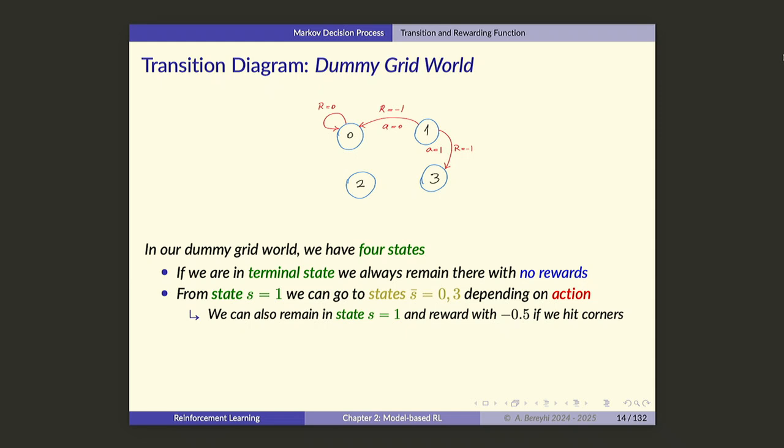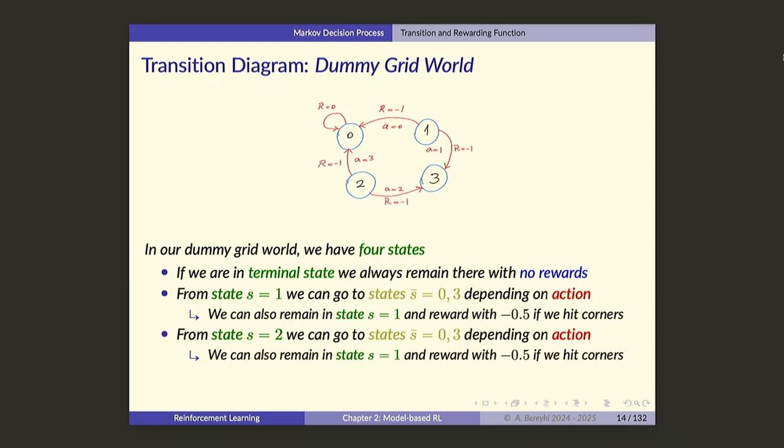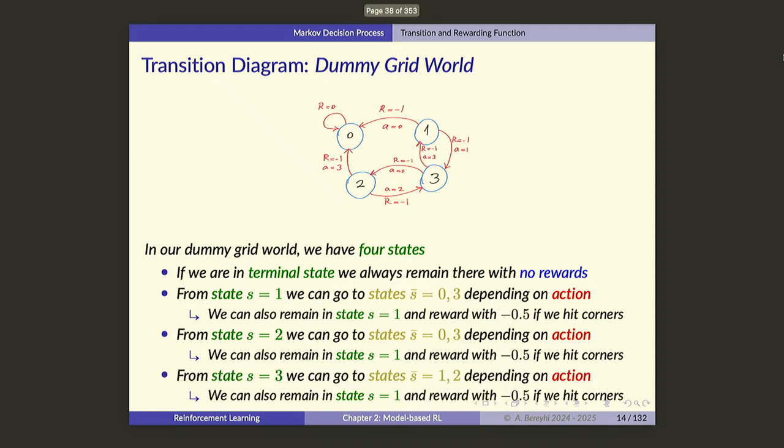Now, another thing: for example, cell 2, state 2. When I'm here and I do action 3, I go up, and I get reward -1. When I do action 2, I go to the right, and I collect reward -1, and again there is an inner loop, right? And you can do the same thing for state 3.